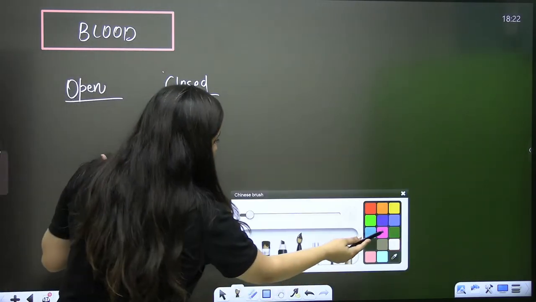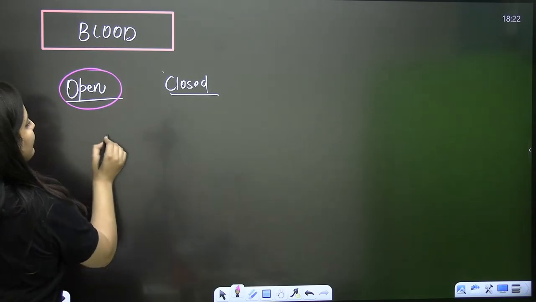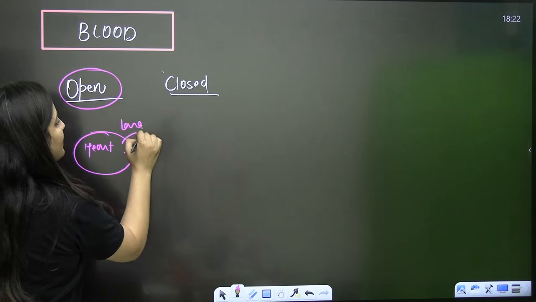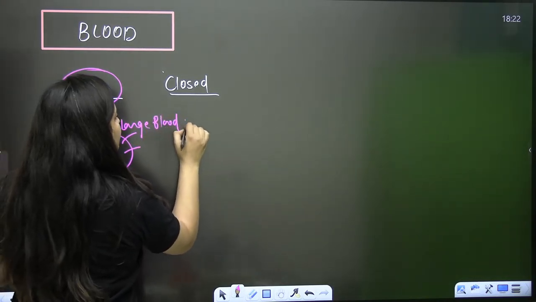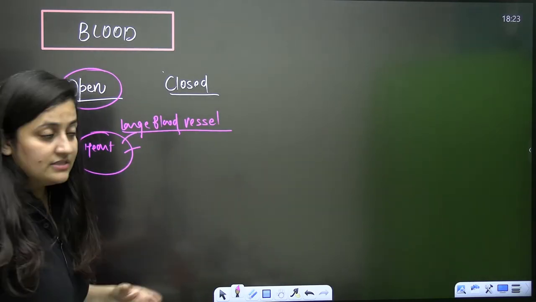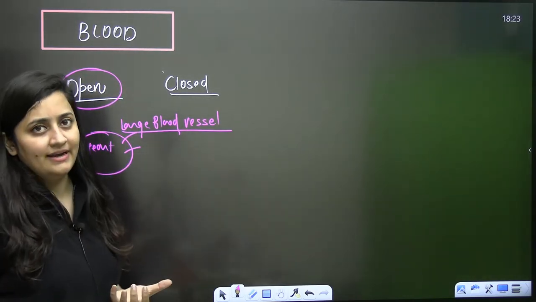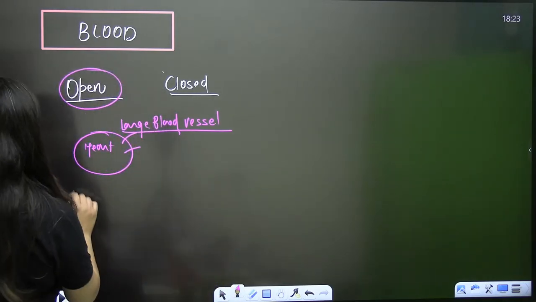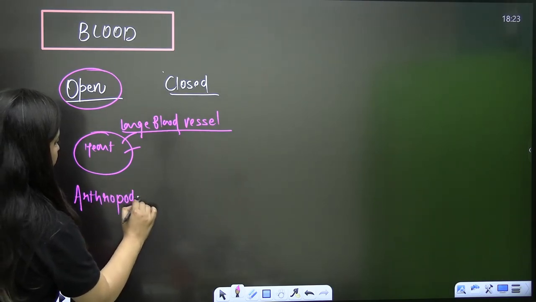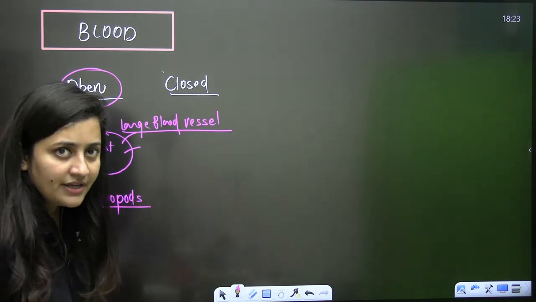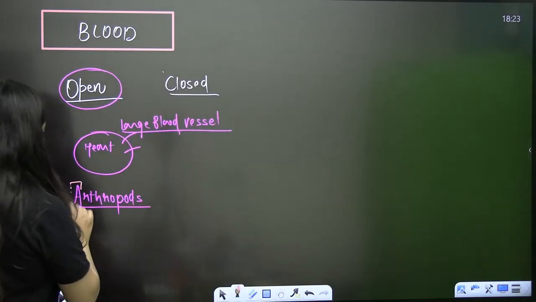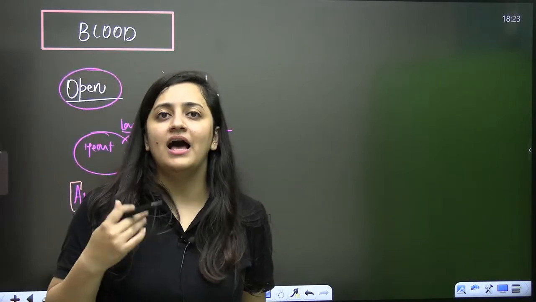we discuss the heart here and the large blood vessels. When it is the open circulatory system, you have seen the examples in arthropods, now arthropoda, the largest phylum of the animal kingdom.